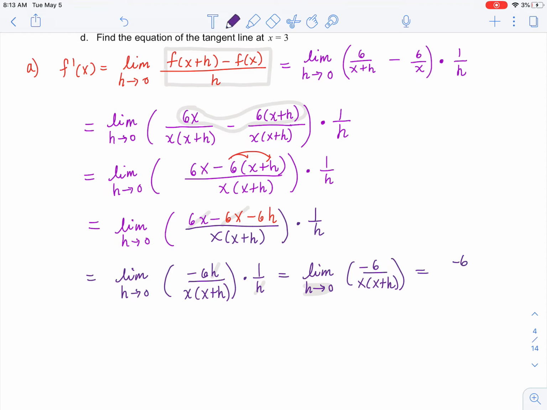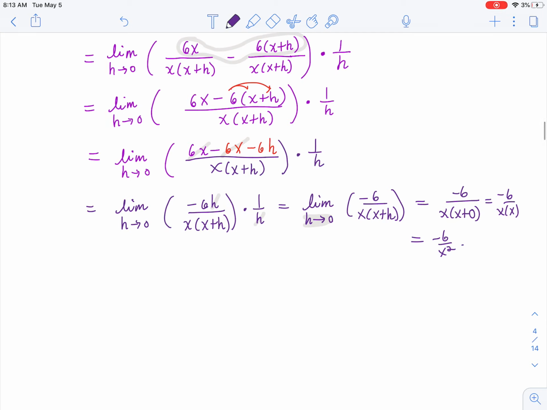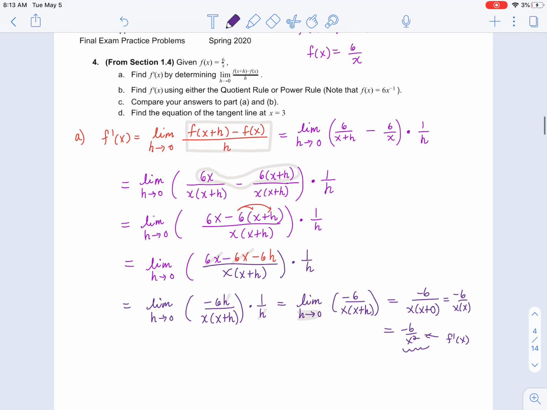So what's that going to be? Negative 6 over x times x plus 0. That's negative 6 over x times x, which is negative 6 over x squared. And that is our f prime of x. We found it using the limit definition, right? Something that we did in unit 1.